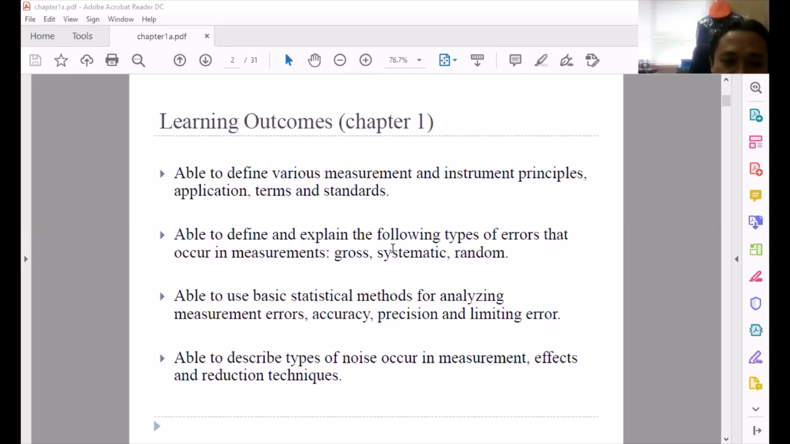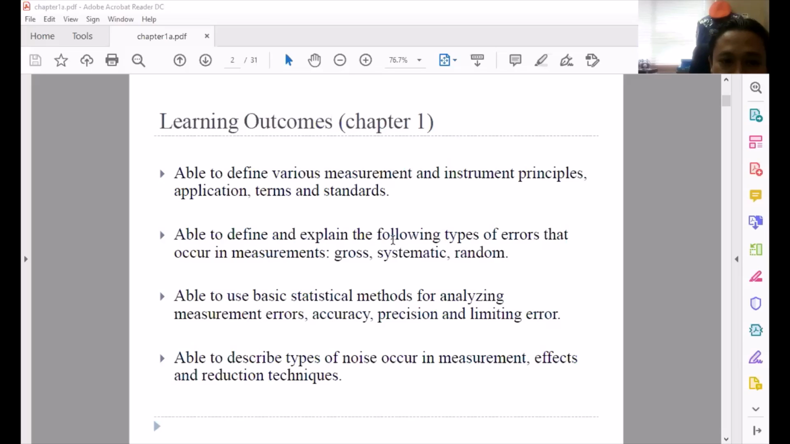Last but not least, the learning outcome for chapter 1: to be able to describe the types of noise occurring in the measurement, their effects, and the reduction techniques. So this is the learning outcome for chapter 1.